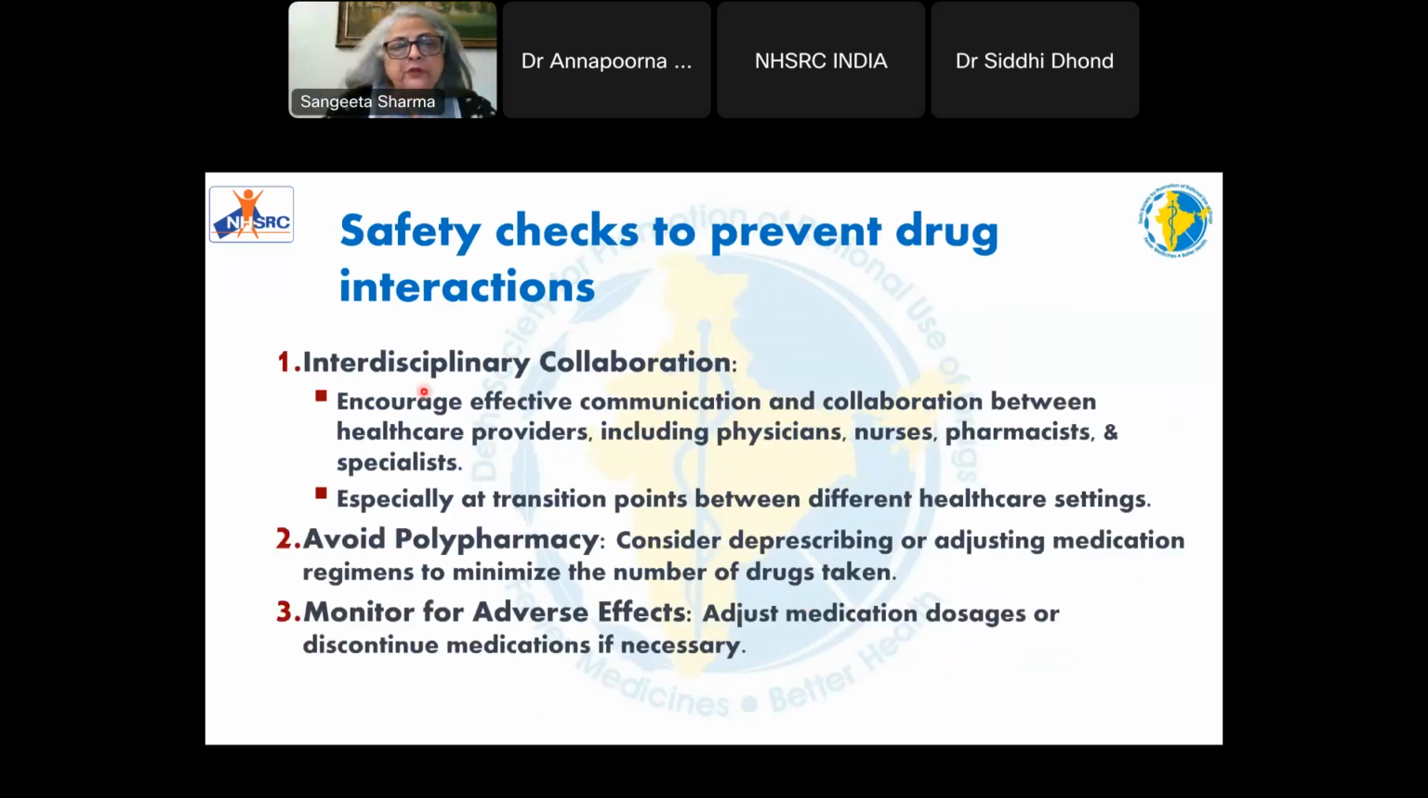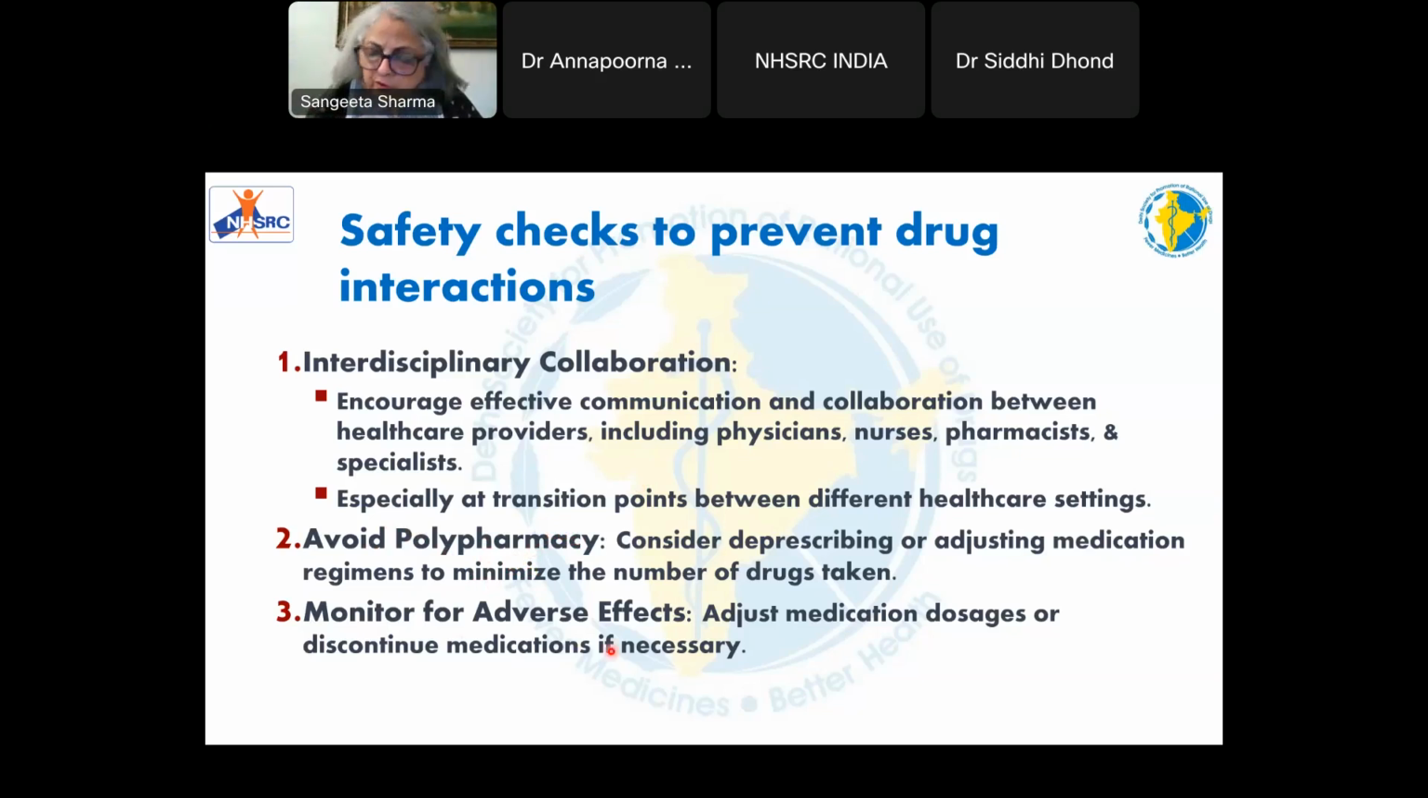This can happen with interdisciplinary collaboration between different providers, physicians, nurses, pharmacists, specialists, and especially at transition points, be very careful. This is the time for duplication or omission, and the possibility of drug interaction is there. So avoid polypharmacy as far as possible. Remember that the interaction will take place only when you add another drug to a stable regimen. When you add another drug, it may either increase or decrease the effect. So avoid polypharmacy, and if it is necessary, monitor these patients closely for some time.